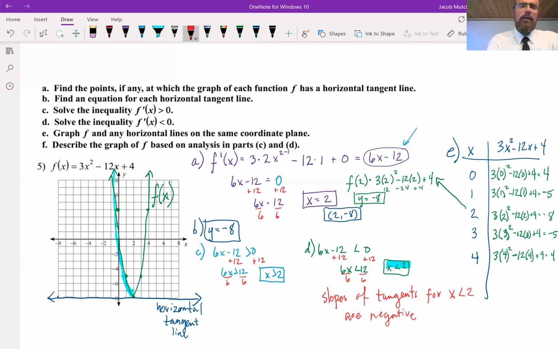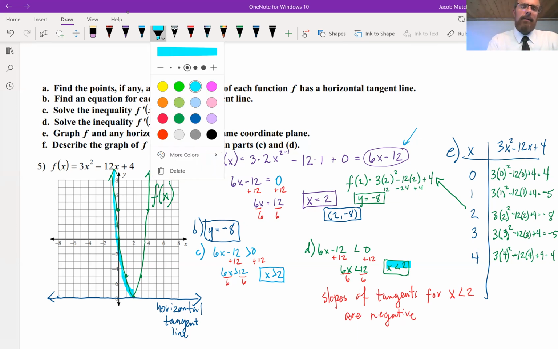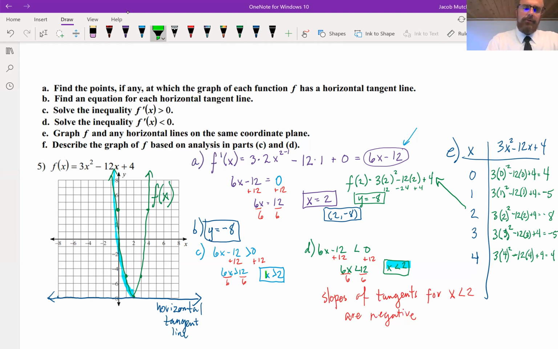And so you can think, okay, so what does part C mean? Well, part C was when x is greater than 2, so that's this right-hand side. And we started with that one talking about where's the derivative greater than 0. Well, remember, derivative is the slope of the tangent line. So in that case, slopes of tangent lines for x is greater than 2 are positive.